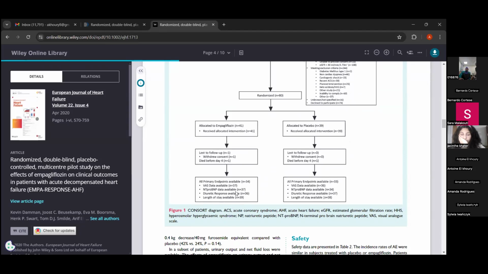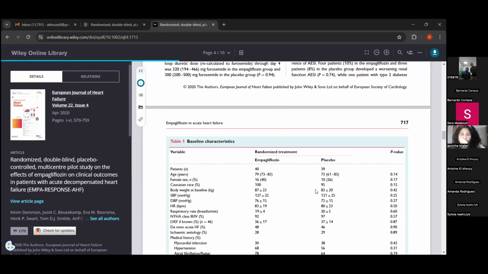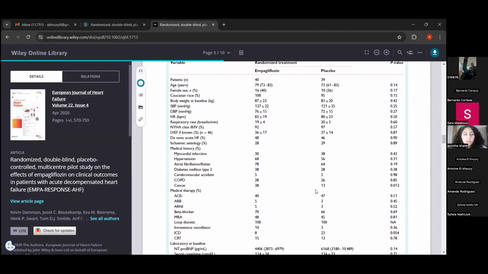They didn't check the creatinine. They just checked the urine output and NT-proBNP level and the length of stay. So I don't think they compared the creatinine. Yeah, let's go down and see how long was the follow-up. So this is the baseline.